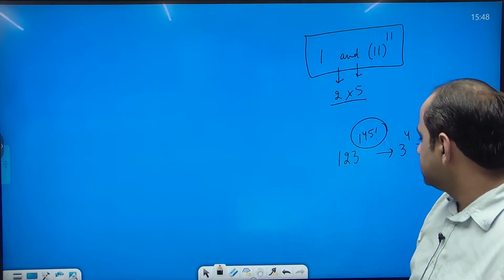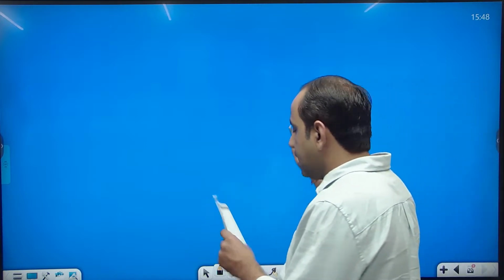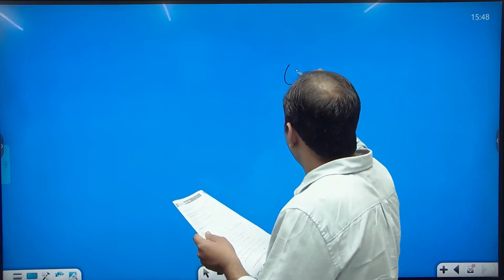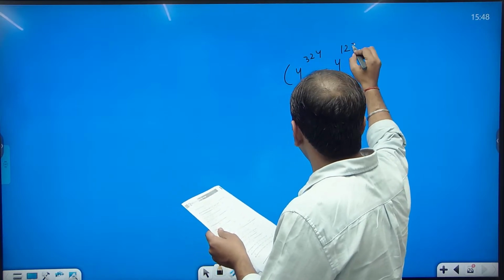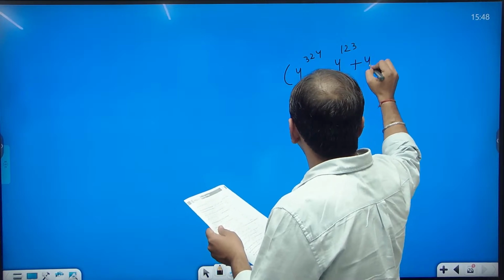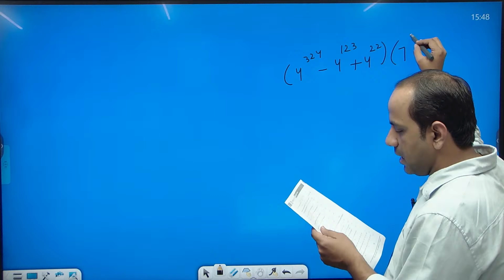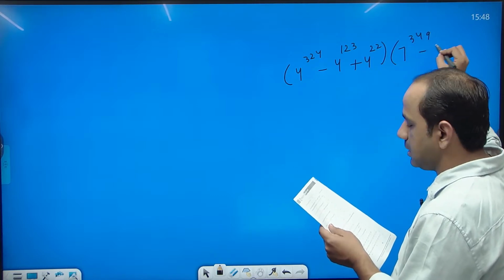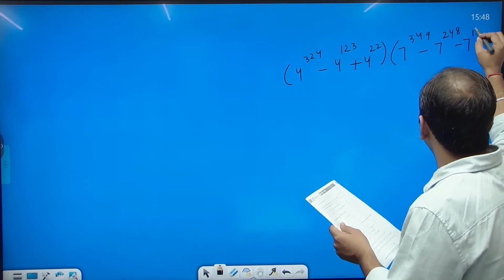Okay, I am writing the question. See, the question is, we have to find the unit digit for 4 to the power 324 minus 4 to the power 123 plus 4 to the power 22, into 7 to the power 349 minus 7 to the power 248 minus 7 to the power 147.